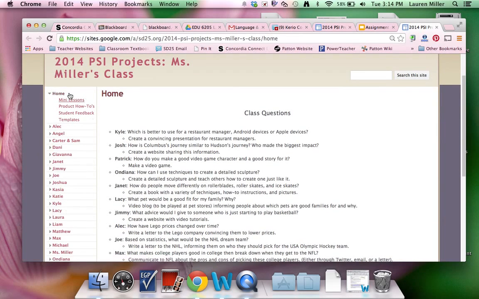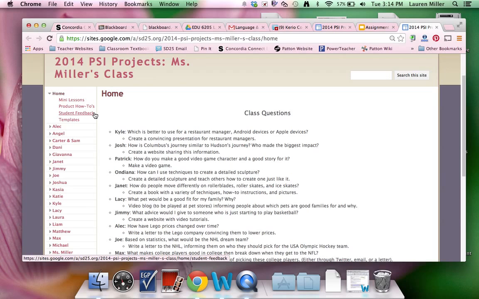Along this side, I have the home section, which has mini lessons that I taught to help students solve problems and get resources. The how-tos were kind of for their project. When they got to that final step, these were computer tutorials and written directions on how to use materials. It was just meant to be a resource to students. Student feedback was used at the end, where students could give ideas on what we could do next time with PSI.